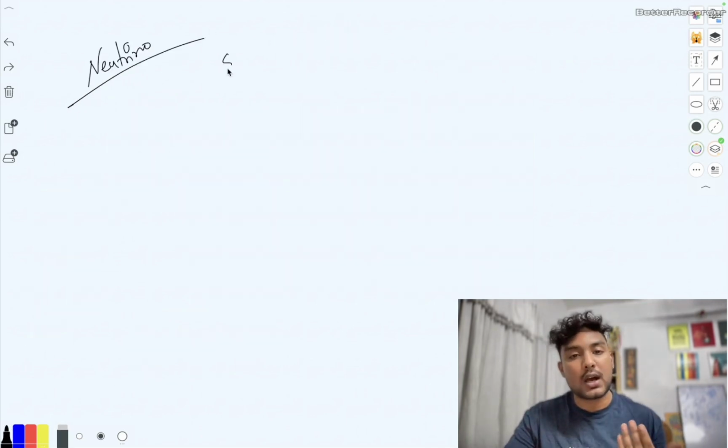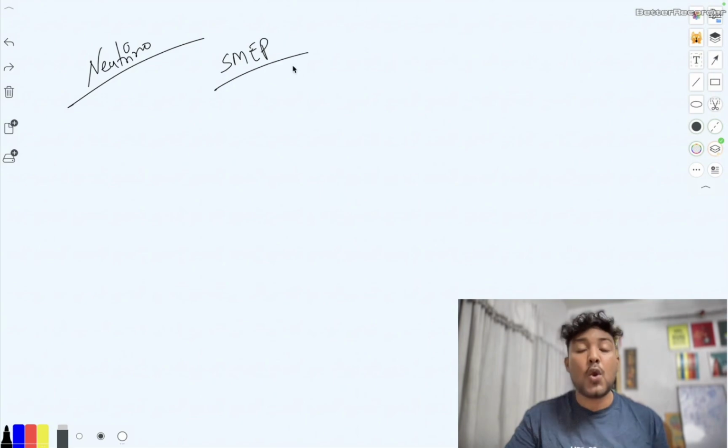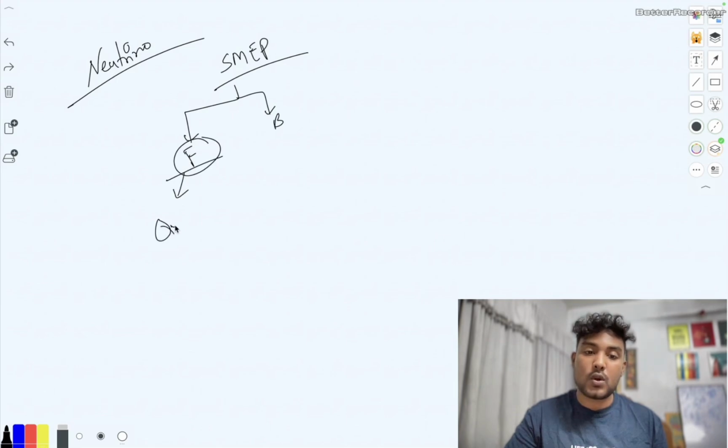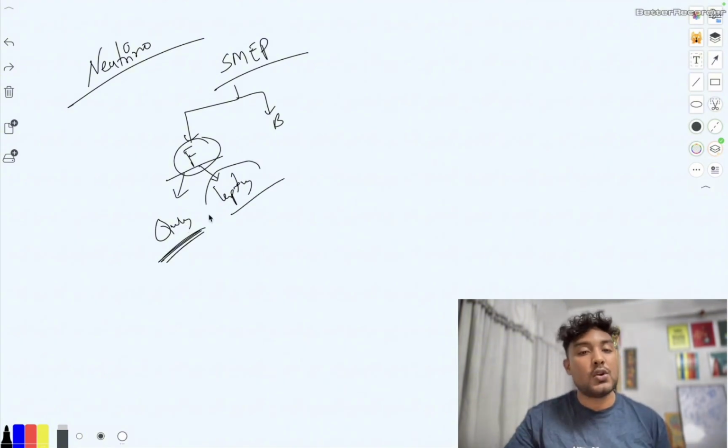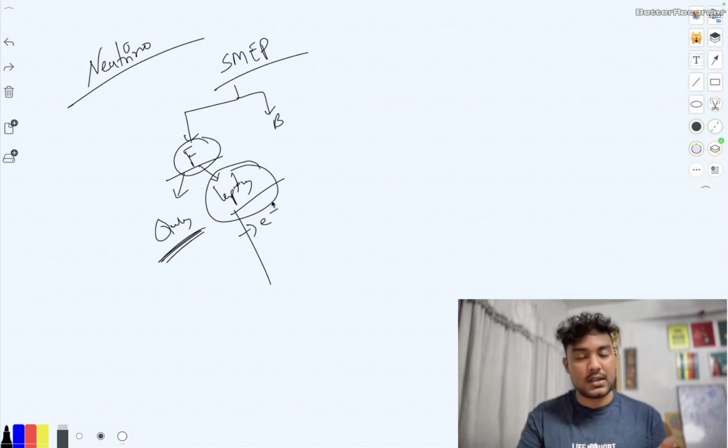If we go to the standard model of elementary particles, we find fermions and bosons. In fermions we have quarks and leptons. Quarks are unstable and leptons are stable. There are four leptons. One is the electron, which is considered a lepton. Another is the tau and the muon, and lastly the neutrino.